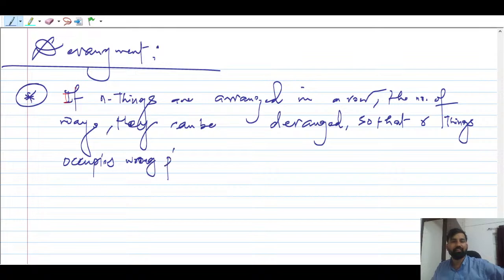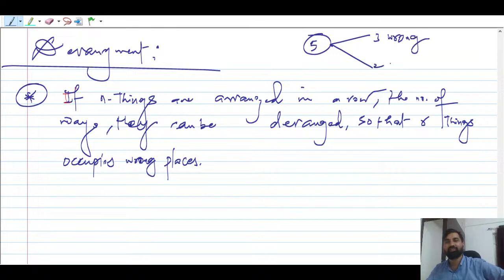ठीक है, आप ऐसा सोच सकते हो, ये बहुत अच्छा है. मान लो तुम्हारे पास 5 लेटर्स हैं, 3 लेटर्स ऐसे हैं जो रॉन्ग प्लेस को ऑक्युपाई करते हैं, 2 लेटर्स ऐसे हैं जो कि राइट प्लेस को ऑक्युपाई करते हैं, राइट? 5 letters are there and 5 envelopes are there. So you can say that 3 letters will go to the wrong envelope, and 2 letters will go to the right envelope, right? ऐसा सोचो.